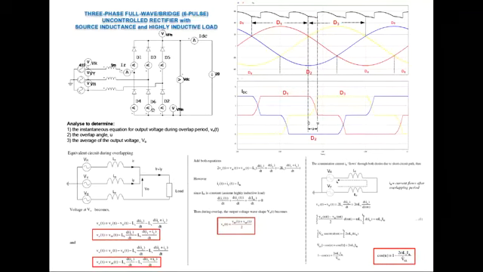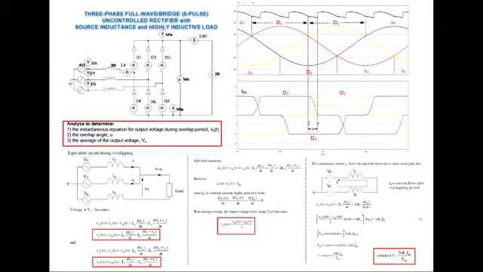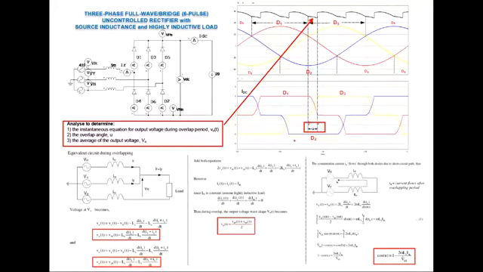And there are three analyses. We're going to analyze the circuit, and we have three objectives to achieve. The first one is the instantaneous equation. We're going to obtain the instantaneous equation for the output voltage during the overlap period. And then we move to the overlap angle, where we're going to get the equation for the overlap angle. And finally, we're going to look at the average output voltage, the equation for the output voltage.